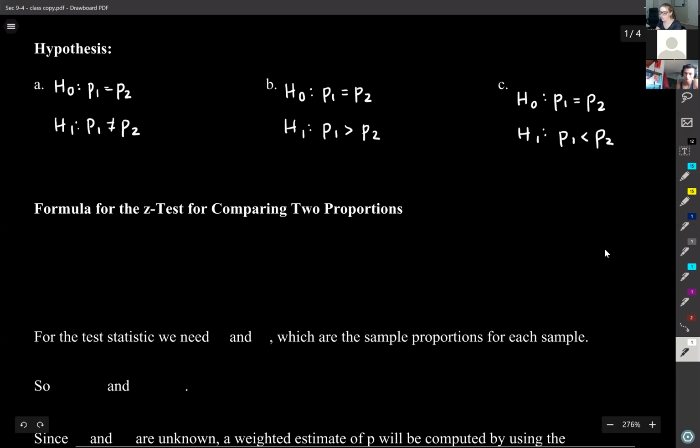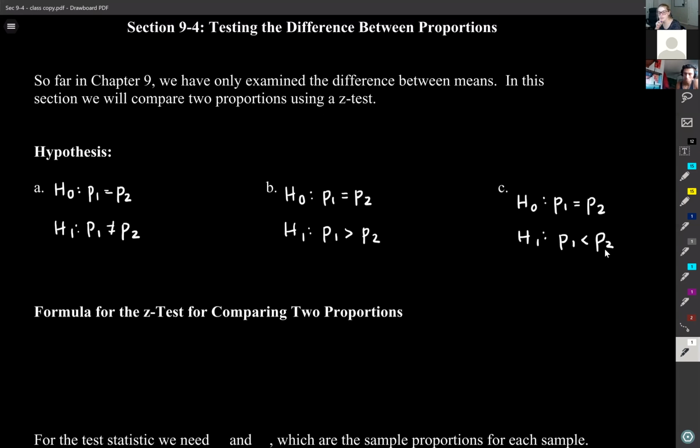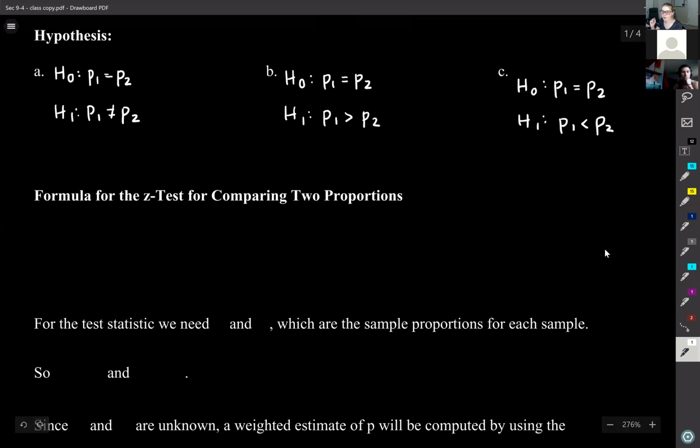All right, so these are our three types of hypotheses when we're testing the difference between two proportions. Nothing too new. We've seen these three types before. Now we're just dealing with P1 and P2 instead of mu1 and mu2. So obviously we have a formula. So this is our formula for the z-test. So let me go ahead and write it down.